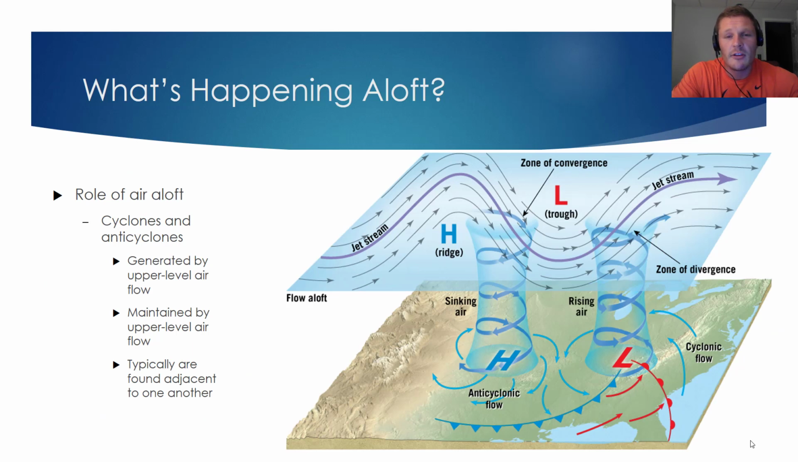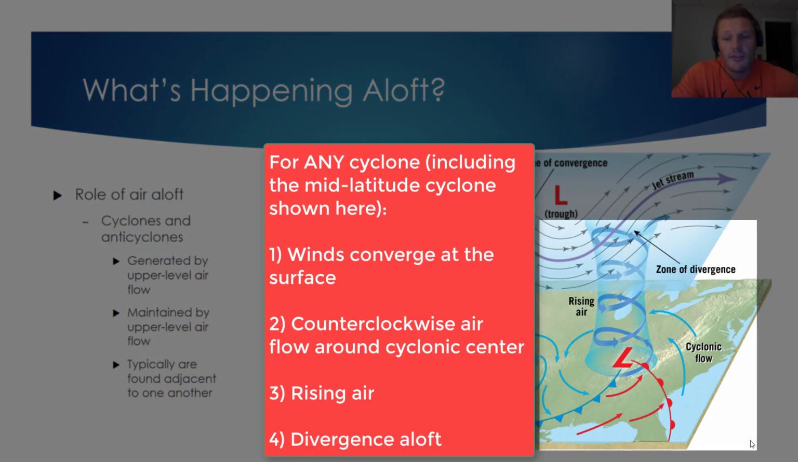The final concept I'd like to overview in this vodcast is a concept that I've overviewed in a previous vodcast, and that is the dynamic interaction of what's happening with highs and lows at the surface and what's happening aloft. With cyclones, we see surface convergence, counterclockwise airflow, rising air, and then divergence aloft. But for that cyclone to be maintained or strengthened, we must have divergence aloft. And without divergence aloft, these mid-latitude cyclones would fizzle out pretty quickly.